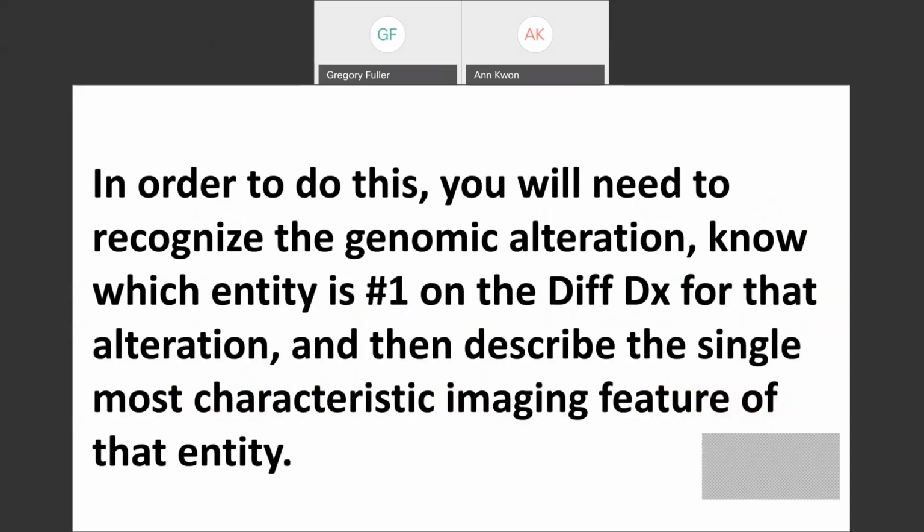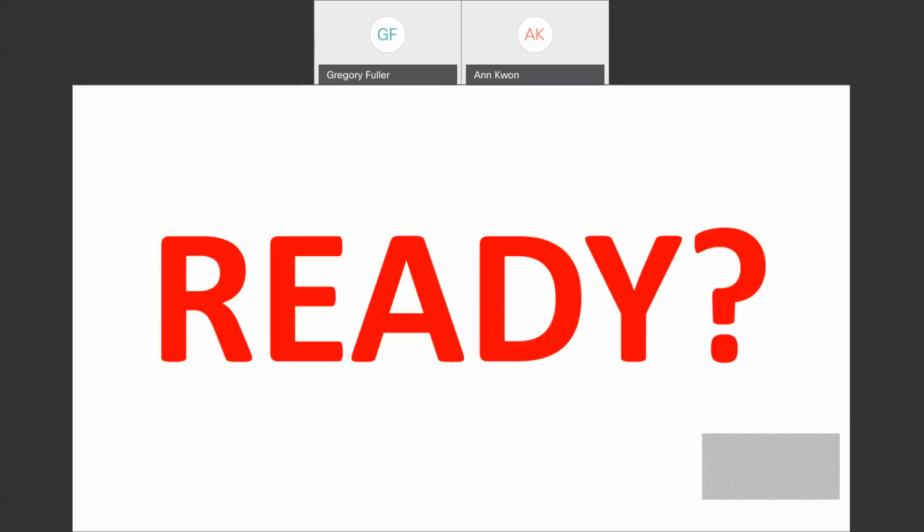In order to answer this question, what is the most common or characteristic imaging feature, you're going to have to recognize a genomic alteration, number one. You're going to have to know which entity is number one on the differential diagnosis for that alteration. Then you're going to have to describe the single most characteristic imaging feature. Okay, everybody understand? You got it? Are you ready? All right, here we go. And I'll be watching for the answers coming through over chat.